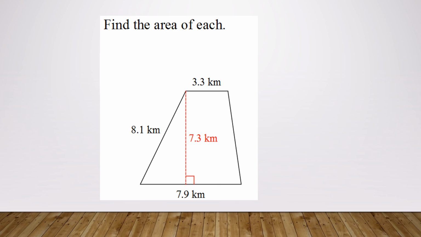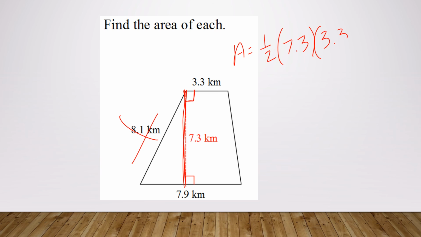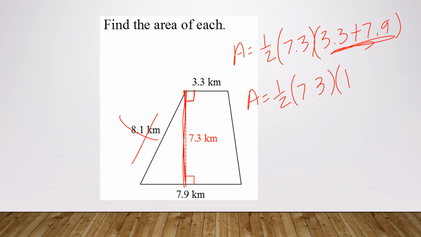Number 13 is a trapezoid. You are not using the side that is not perpendicular or parallel with the bases. So we have 1/2 times the height, which is 7.3, times the two bases added together. Add these two together first so you have less errors. 3.3 plus 7.9 would be 11.2. Multiply them down and you get 40.88 kilometers squared.